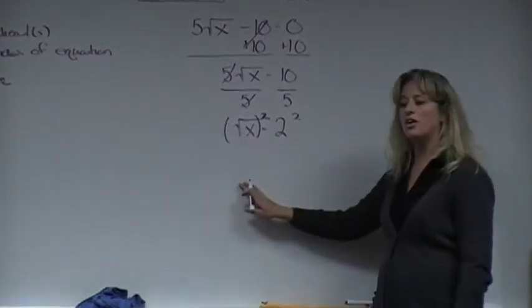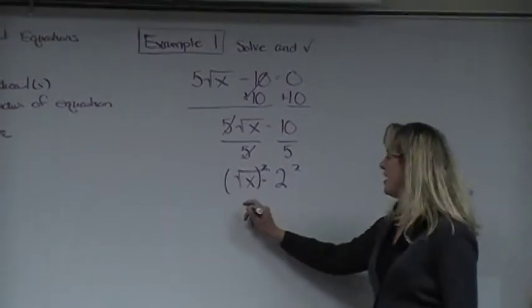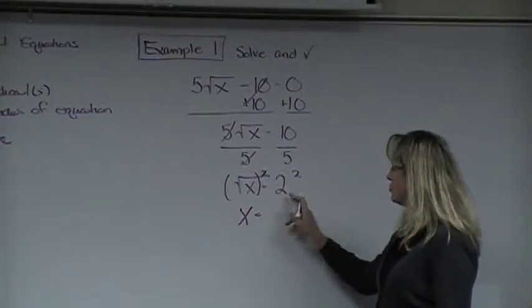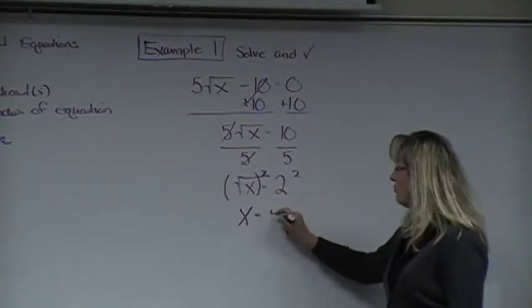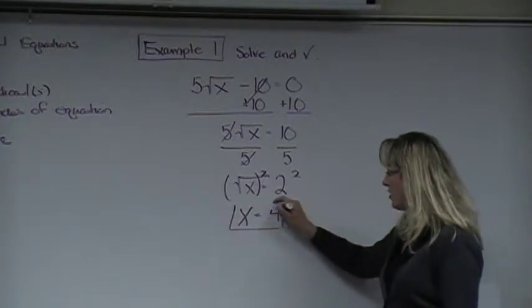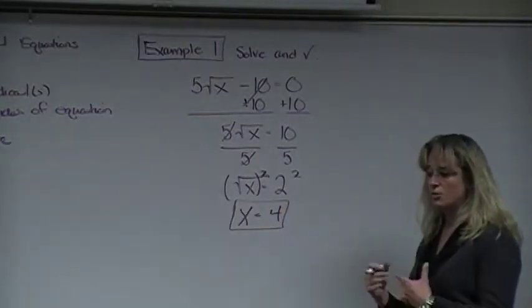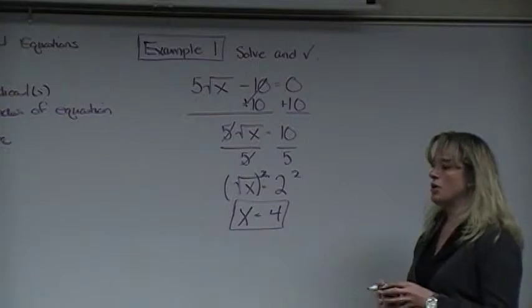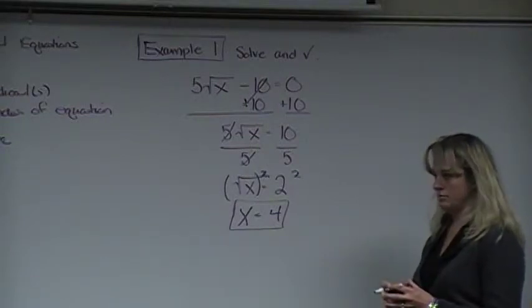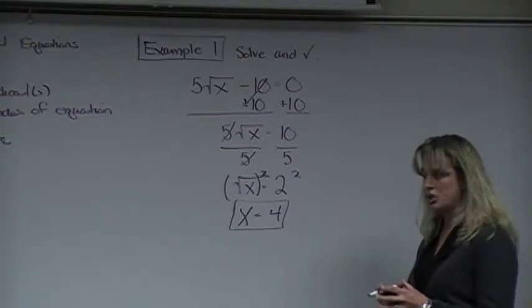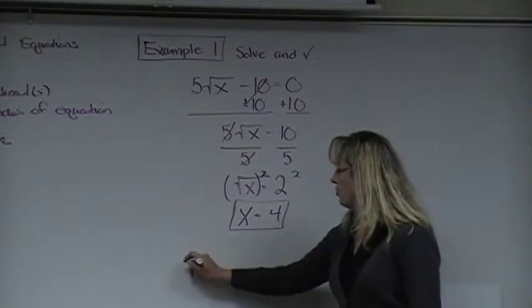So what are we left with over here on the left side? Just x. And what's 2 squared? 4. And we have our answer. We've solved it, we've simplified it. Now, step 4 though is what? Check. So don't forget to check. Right, here's how we do it. We're going to check now.